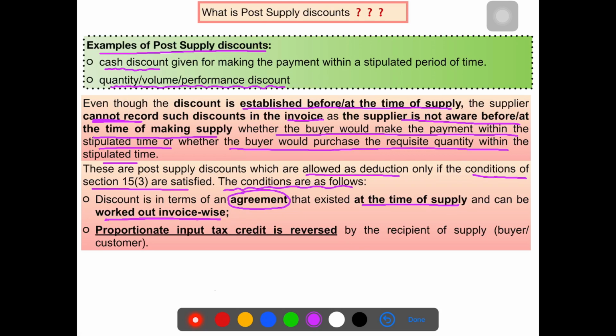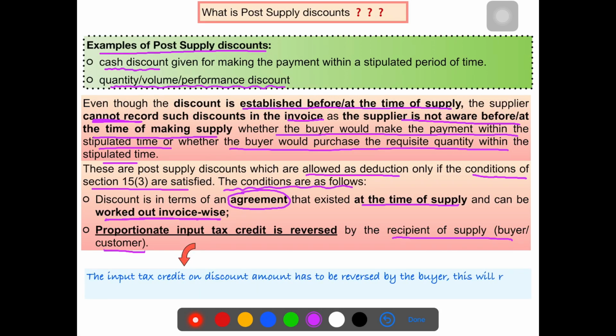And the second condition is proportionate input tax credit is reversed by the recipient of supply. Recipient of supply means buyer or customer. He has to reverse the input tax credit on that discount amount. So the input tax credit on discount amount has to be reversed by the buyer, which will reduce the supplier's output tax liability by the same amount.